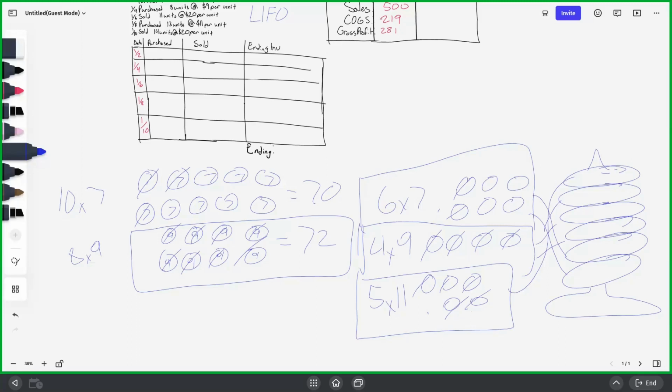And that's why this is what we would see in our ending inventory, these numbers. The formula will always be units times price equals value.